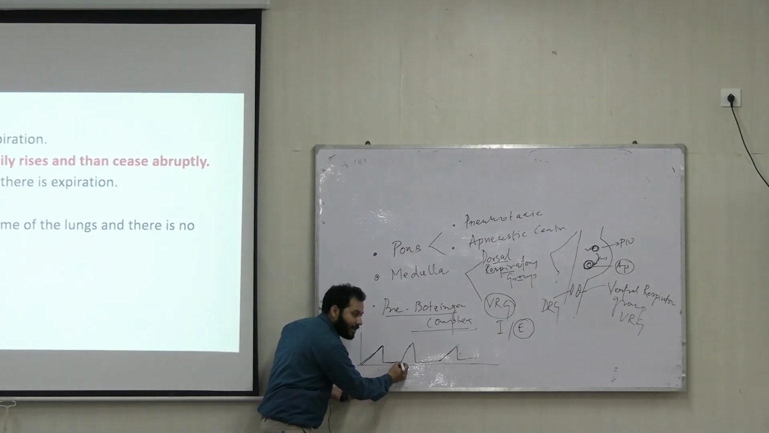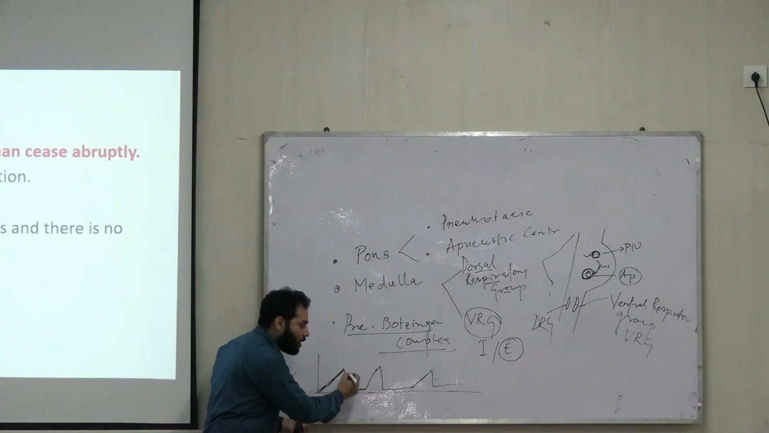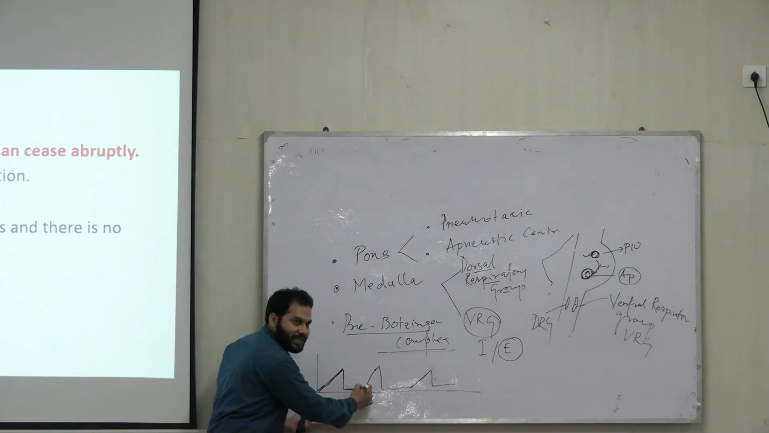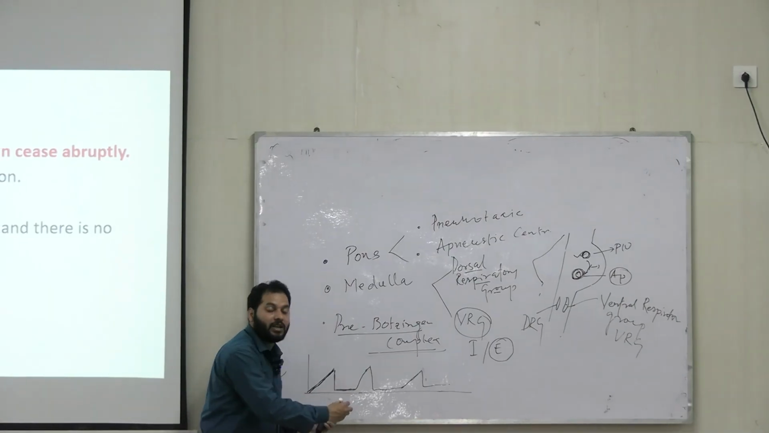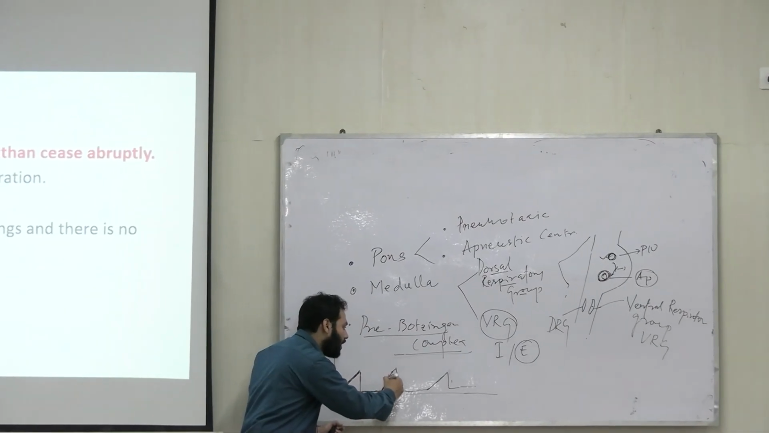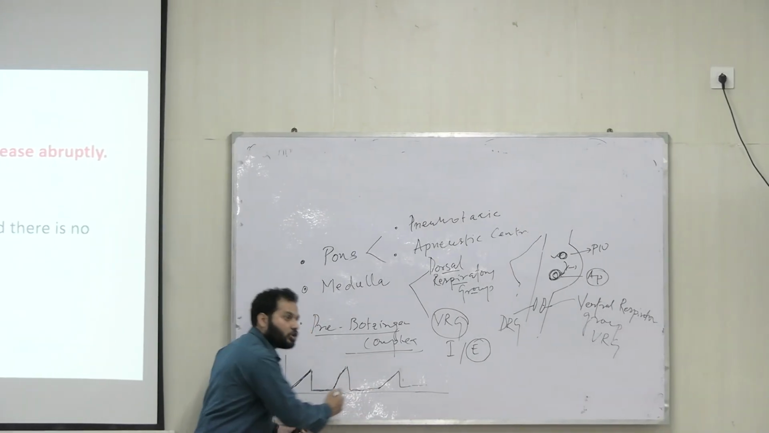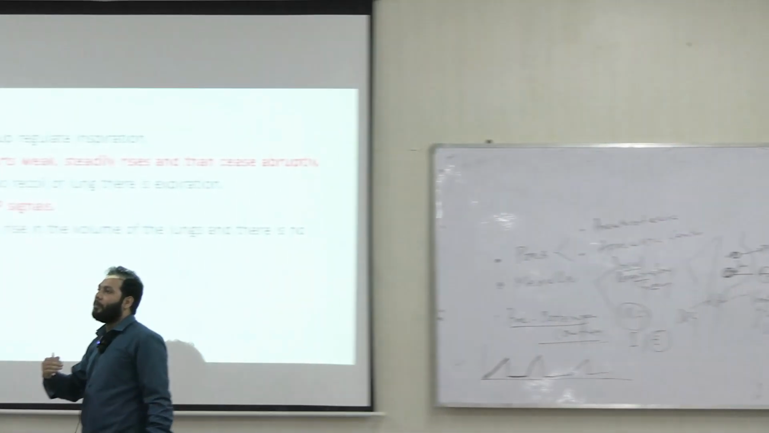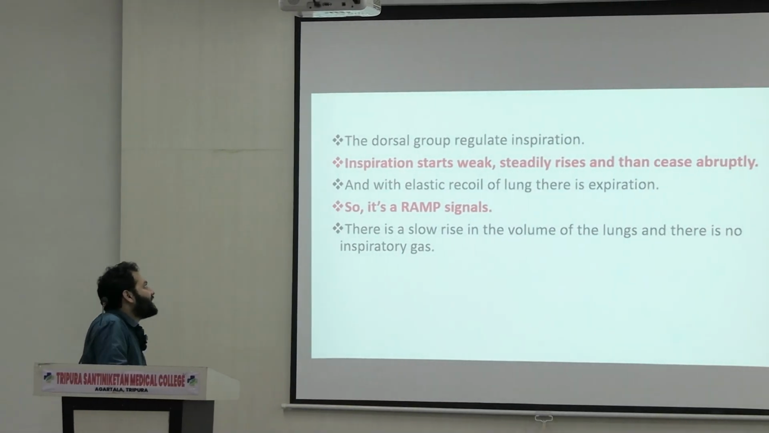And this is the expiratory time. This is the inspiratory time, right? The expiratory time is around 3 seconds. So it continues. After completion of this phase, again there is a gradual increase and sharp decline, right? So this mode of respiration can be explained by the ramp signal.